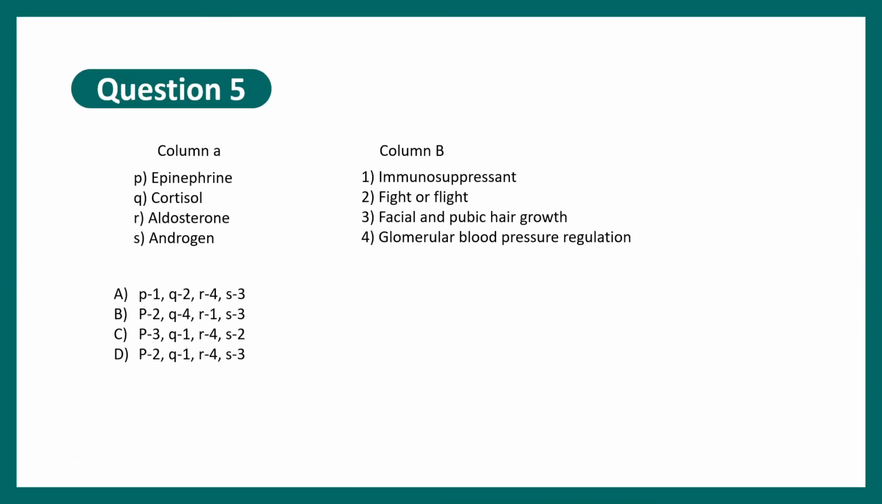Question number 5. Again another match the column type question, which is very common. Epinephrine, cortisol, aldosterone, androgen on one side, and on the other side immunosuppressant, fight or flight response, facial and pubic hair growth, glomerular blood pressure regulation. And if you have matched these correctly with their function, it would be option D.